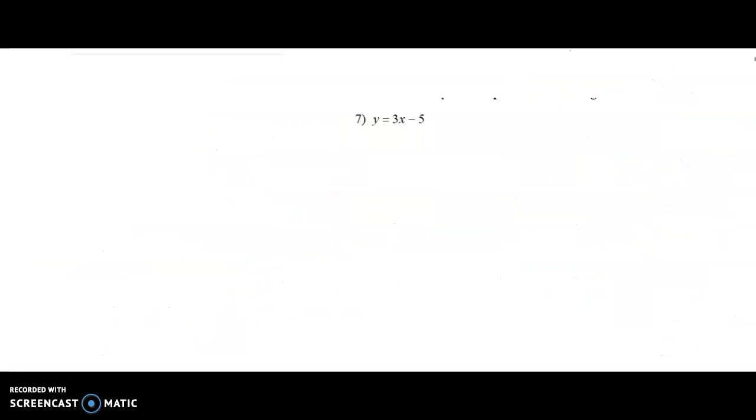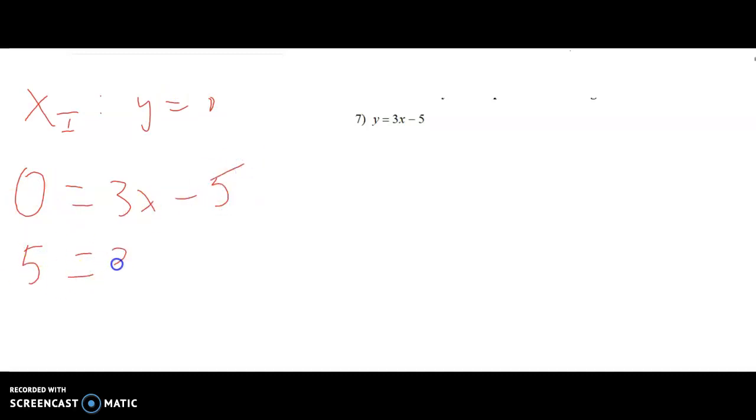Okay, let's find the x-intercept. For the x-intercept, we set y equal to 0. So 0 equals 3x minus 5. I'm solving for x, so I'll add 5: 5 equals 3x. Divide by 3. x equals 5 over 3. That's my x-intercept, so I've got to write it as an ordered pair. The x value is 5 over 3. The y value, I set equal to 0.